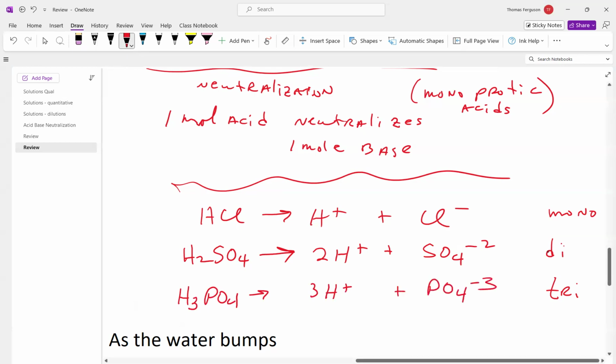So phosphoric acid, 3 H's come off. Triprotic.